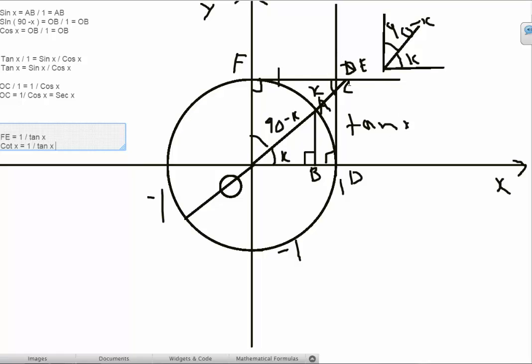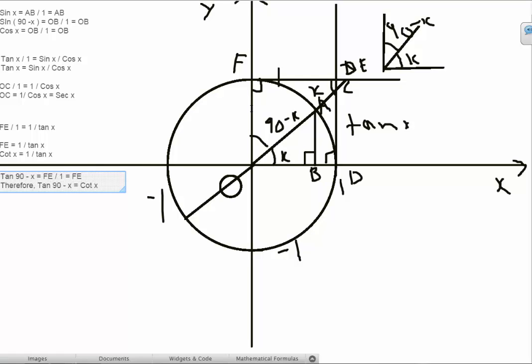Because this is cot x, this is a complement of tangent x, because it's tan of 90 minus x basically, right? Opposite over adjacent, right? We can write it like this. Let's see. We can say that tan of 90 minus x is opposite over adjacent, because we just proved that tan is sin x over cos x. Opposite FE divided by adjacent, which is OF, which is 1, is equal to FE. Therefore, tan of 90 minus x is equal to cot x, which in turn is equal to 1 over tan x.